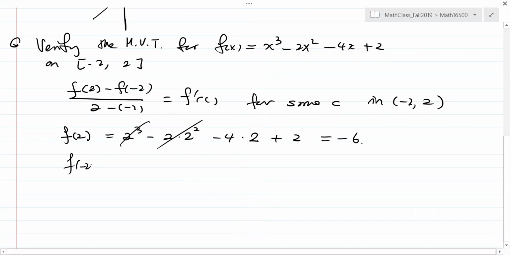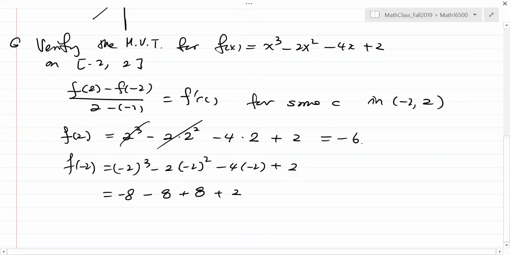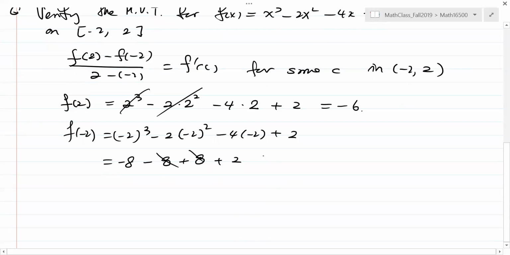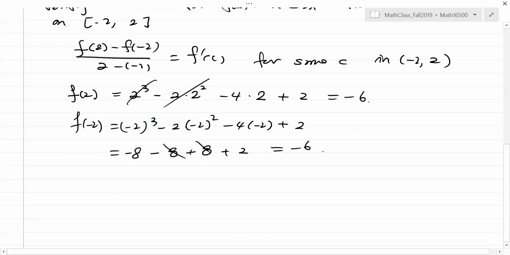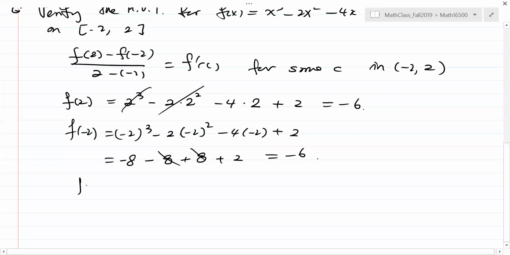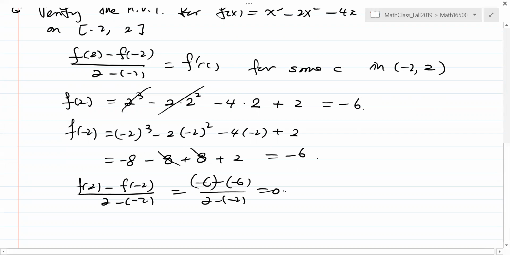Then I have a look at negative 2. So it'd be negative 2 cubed minus 2 times negative 2 squared minus 4 times negative 2 plus 2. So let's calculate that. Negative 8 minus positive 8 plus 8 plus 2. Okay, so that cancels out, still negative 6. So this ratio on the left-hand side is going to be negative 6 minus negative 6. It's going to be 0, okay?